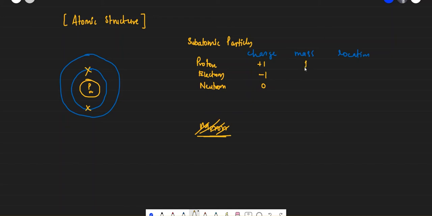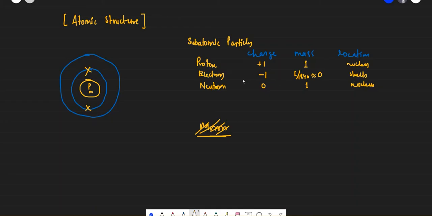Mass of a proton is 1, mass of a neutron is 1, mass of an electron is 1/1861840, which is approximately equal to 0. Location of a proton is the nucleus. Location of a neutron is the nucleus, and the electron is shells or orbitals.